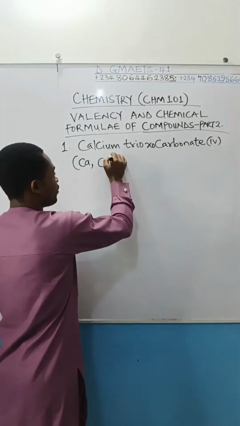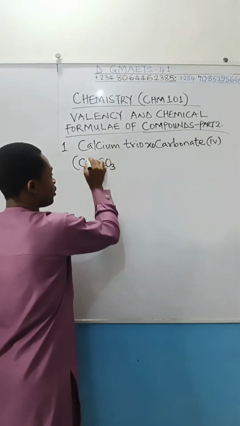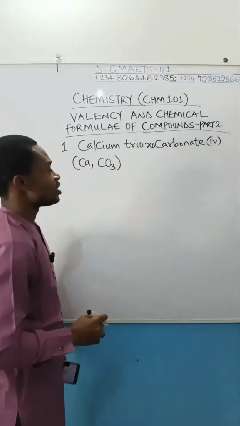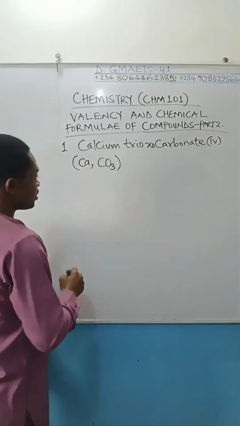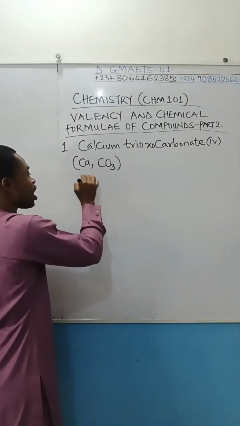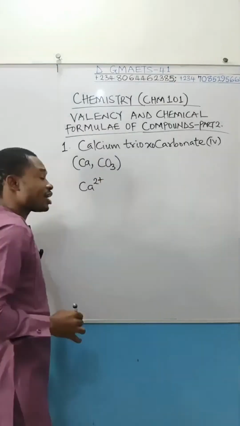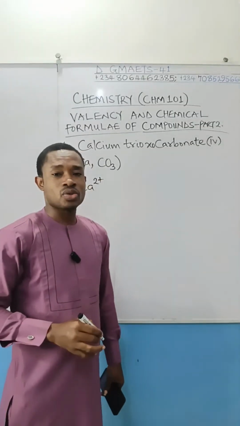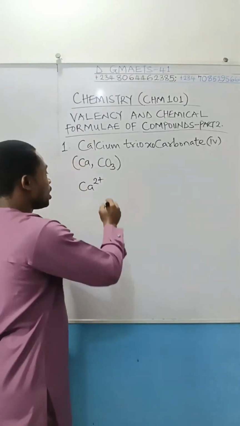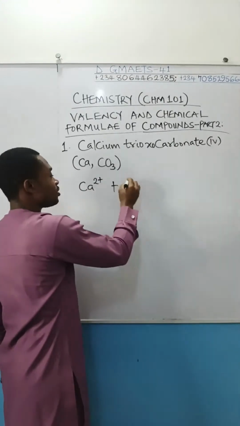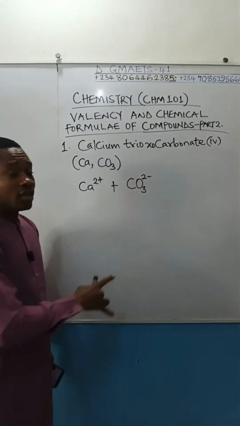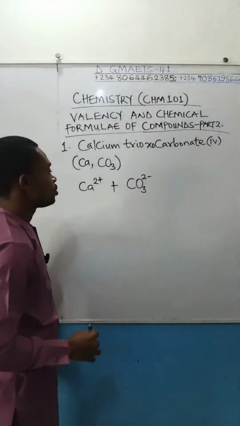CO what? 3. And then the valency here, 2 minus. Are you following? But I don't want to show the valency yet. These are the things we have there. Now let us now write how this compound forms, calcium trioxocarbonate 4. First, we'll write that of calcium. Like I told you from the previous class, always write the positive ion first. And then it is going to combine with the radical. The radical is CO3, 2 minus.